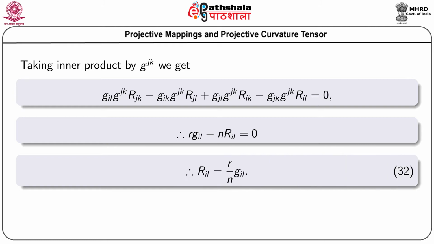That means R_il equals R by n g_il. Therefore, it is an Einstein space. It is an Einstein space, and so we have that for a projectively flat space, the space is an Einstein space.